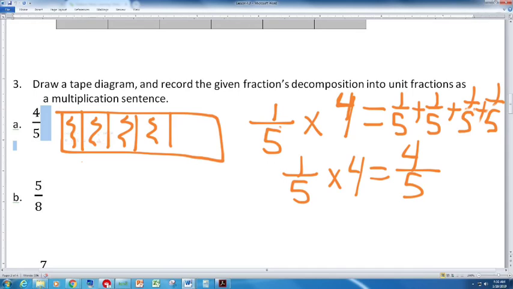So hopefully this makes sense. I'm sorry for making a little bit of a mistake here at the last problem. But hopefully this kind of makes sense of where we're going and showing that repeat addition is multiplication. So we're moving from repeat addition to multiplication.